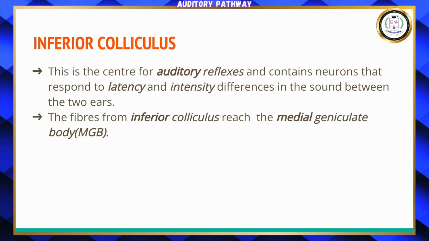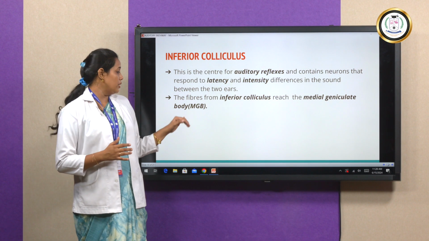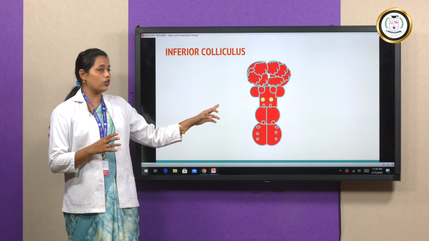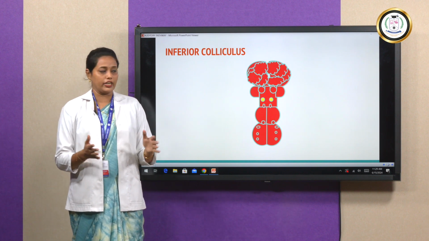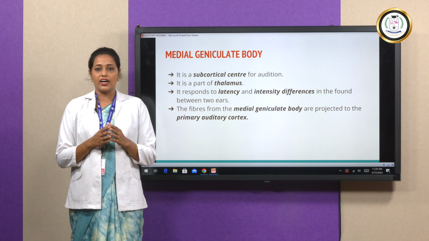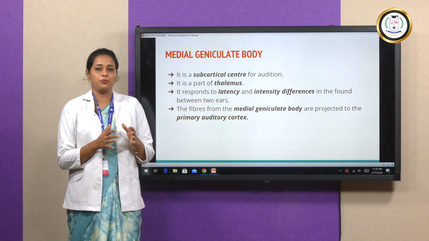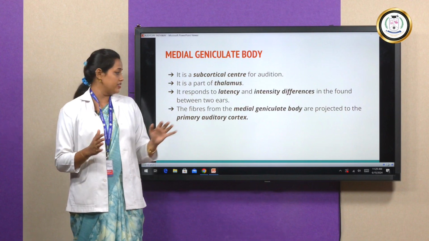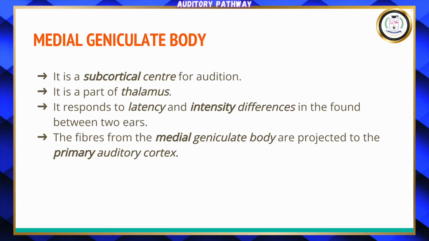The fibers from the inferior colliculus will reach the medial geniculate body. So here you have a picture representation of the inferior colliculus. This yellow colored segment is called the inferior colliculus. Next, we will discuss the medial geniculate body. This medial geniculate body is a subcortical center for audition. It is a part of the thalamus and it is also responsible for maintaining the latency and the intensity difference between the two ears. The fibers from the medial geniculate body are projected to the primary auditory cortex.